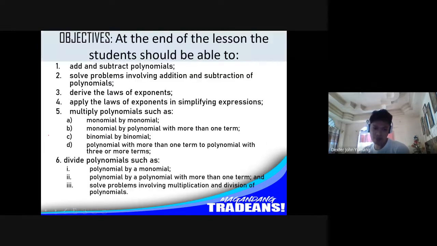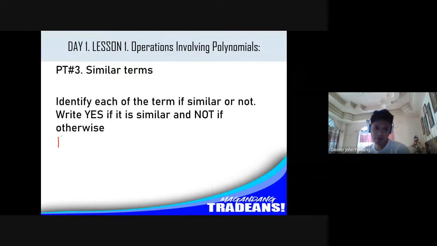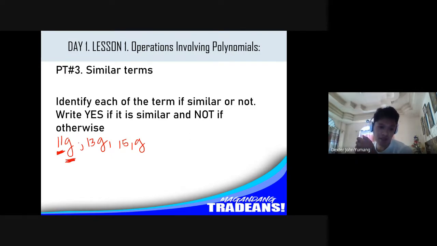11G, 13G, 15G. Okay, ano pong na-observe nyo dito? This is what you call numerical coefficient. Yung 11 po, tawag po dyan is numerical coefficient. From the word number, numerical. Ibig sabihin number siya. Itong G naman po, this is what you call literal coefficient. From the word letters, literal coefficient.